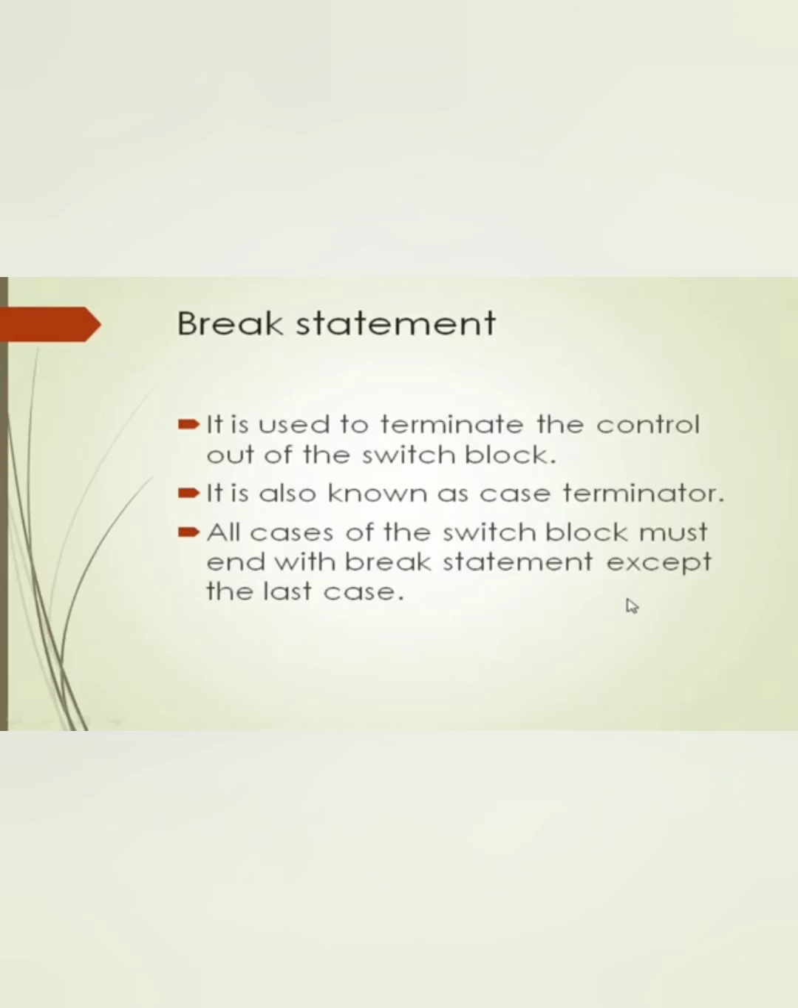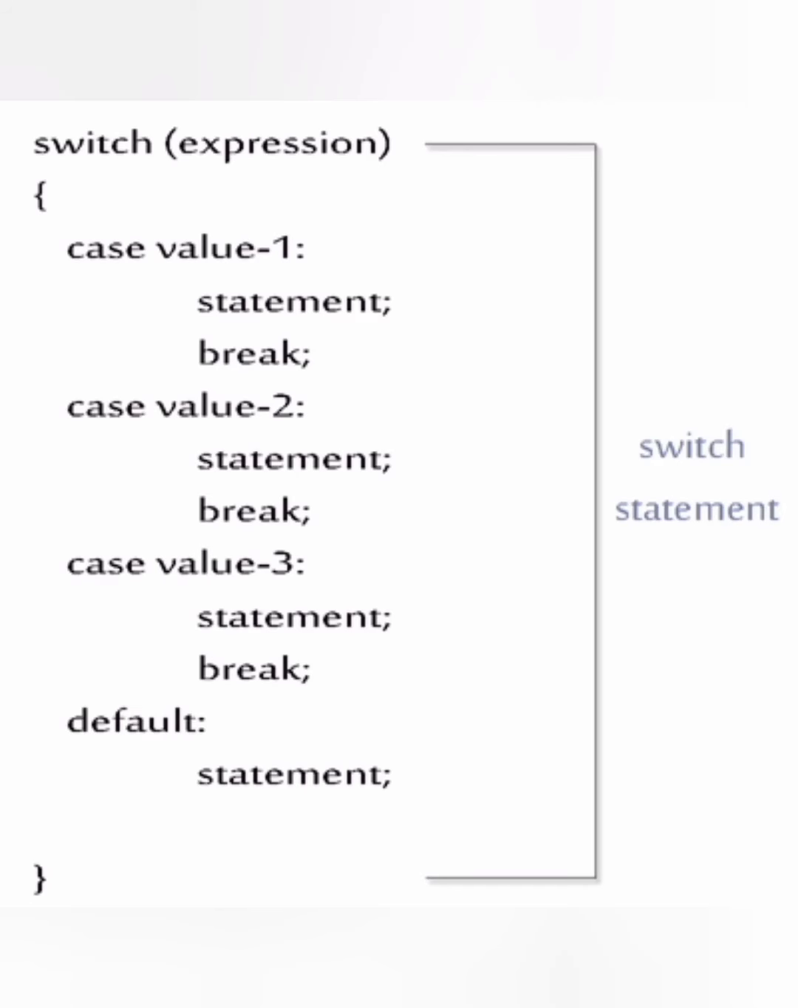Next one, break statement. A break statement is used at the end of each case, and is referred to as a case terminator. It is used to terminate the control out of the switch block. All cases of a switch block must end with a break statement, except the last case. Say like this: switch expression, then curly bracket open, case value, case 1 statement, then break. After break, a semicolon is needed. Then case 2 statement, break. Likewise, the default case does not contain a break statement.